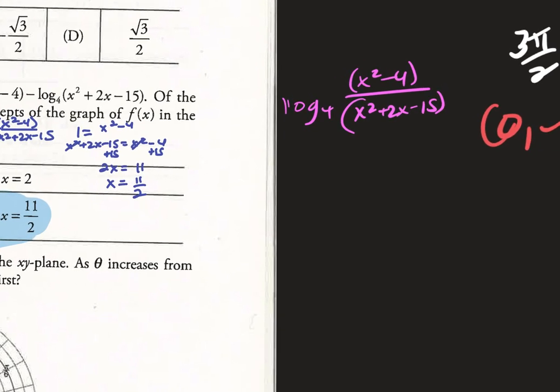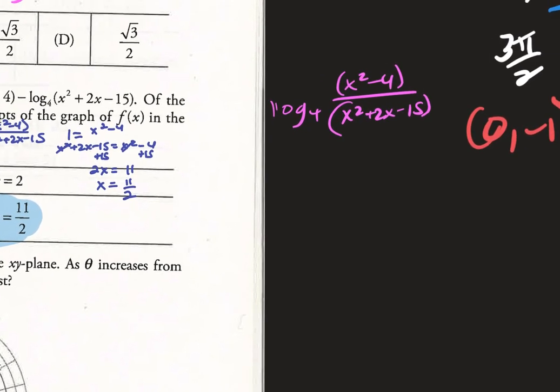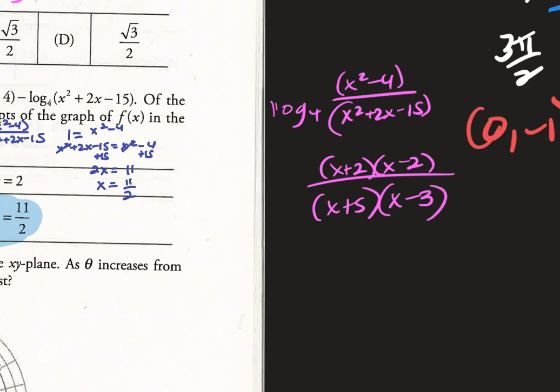And then I would go as far as making sure that this doesn't cancel. So x plus 2, x minus 2 over x plus 5 and x minus 3. Make sure nothing simplifies there because that would cancel out one of your intercepts. Nothing does, so we keep it.